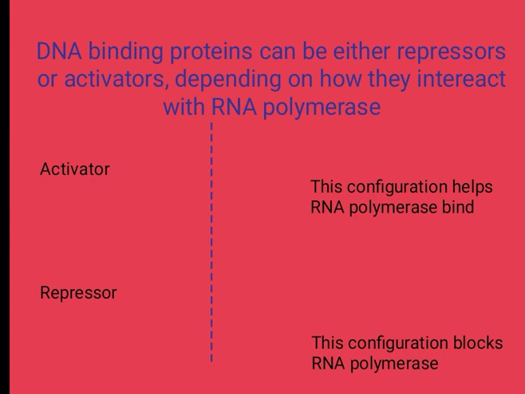The DNA binding proteins can be either repressors or activators, and it depends on how they interact with the RNA polymerase. They act as an activator or a repressor. This configuration of activator proteins helps in binding the RNA polymerase, whereas with the repressor proteins, this configuration blocks RNA polymerase from binding to the promoter.